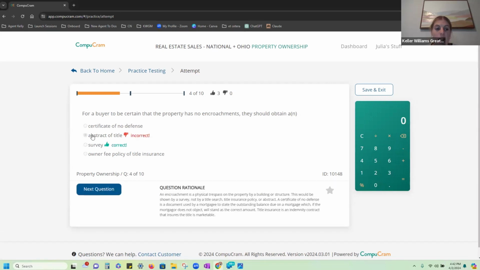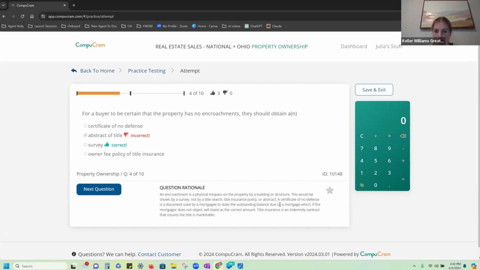Okay, so the correct answer is C, a survey. So an encroachment is a physical trespass on the property by a building or structure. This would be shown by a survey, not by a title search, title insurance policy, or abstract of title.